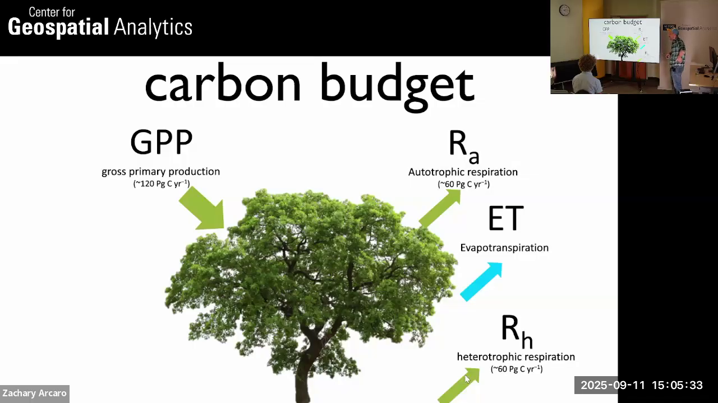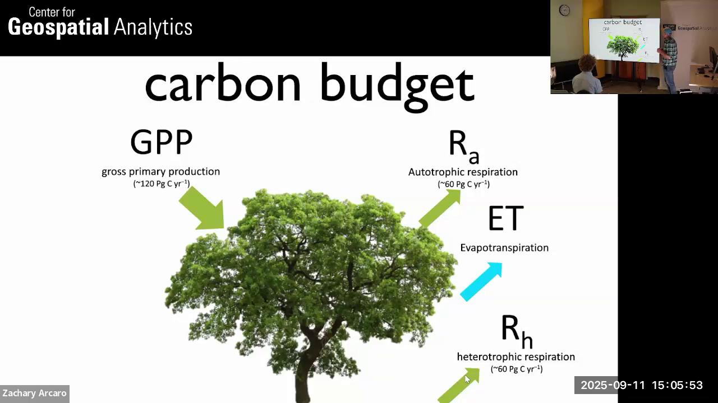And then when those plants die, they decompose and return the other half of that gross primary production back to the atmosphere through heterotrophic respiration. Heterotrophic just basically means feeding by other organisms. So it's largely decomposition of organic matter by microbes in the soil.